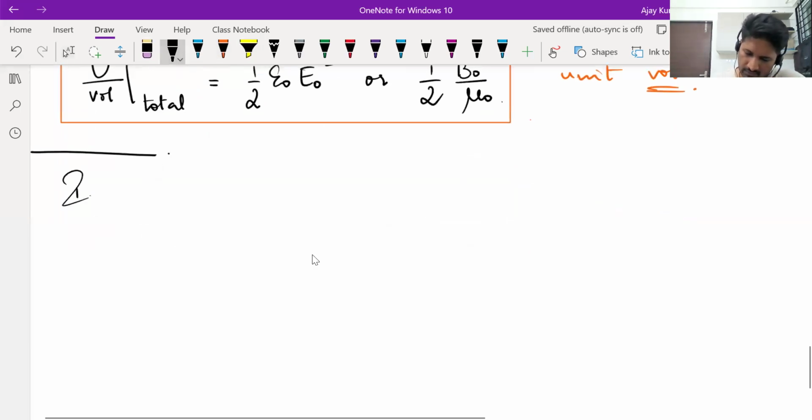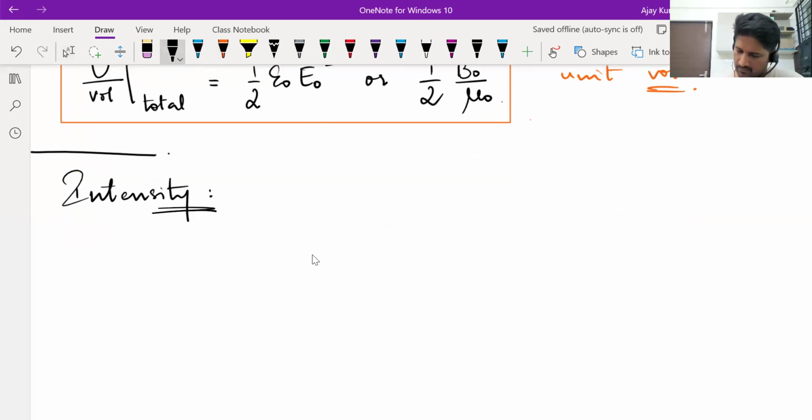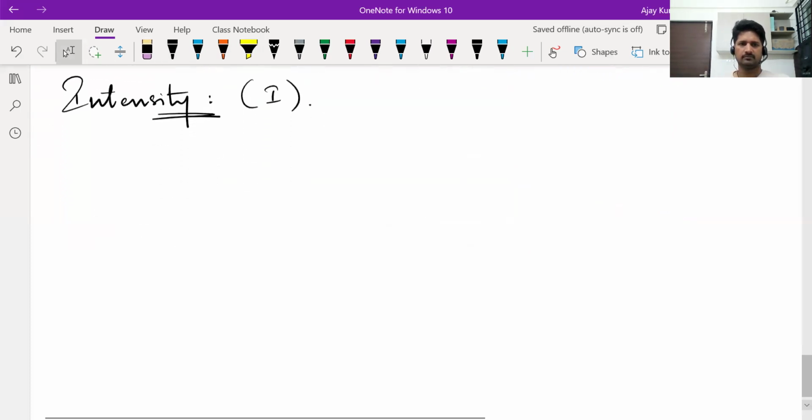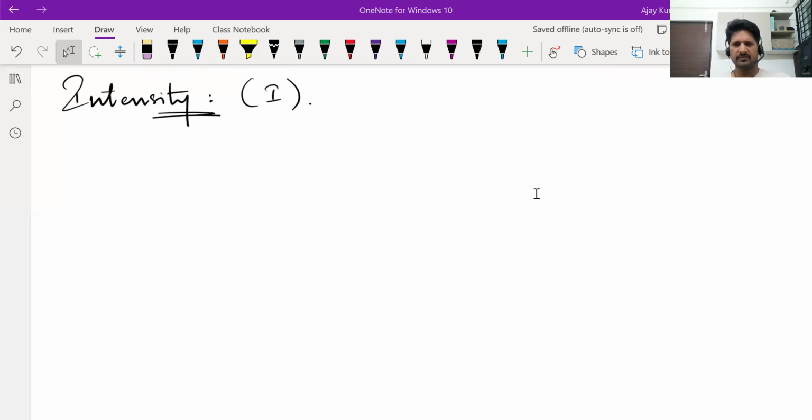Next, intensity of electromagnetic waves. This is very, very important. Can any of you define intensity? General definition of intensity. Basic definition of intensity, or what you understand from it. Okay, just a moment. I'll show you an example.